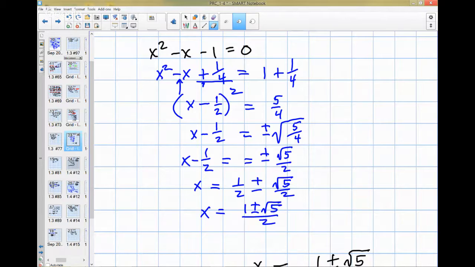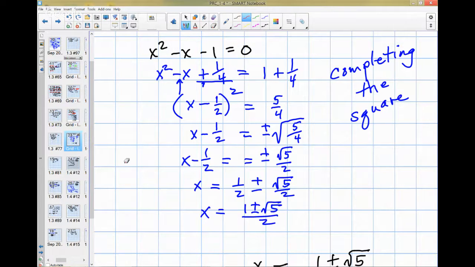No surprise that there's two answers, because this is a second degree equation. It can have as many as 2. So this is the technique called completing the square. In this problem, what's the square? That thing with the exponent 2 on it. That's what we completed. This empty polynomial up here became a square.